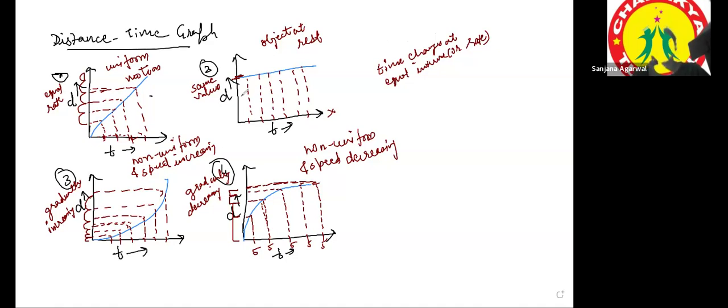I think you people have not gone through the definitions while we were discussing uniform and non-uniform motion. So please be attentive and join the class on time so that you do not miss anything.